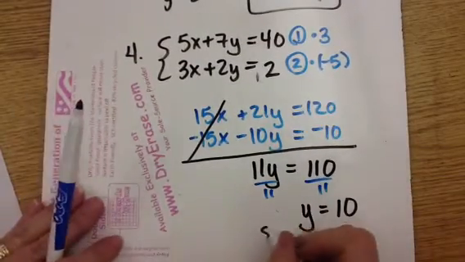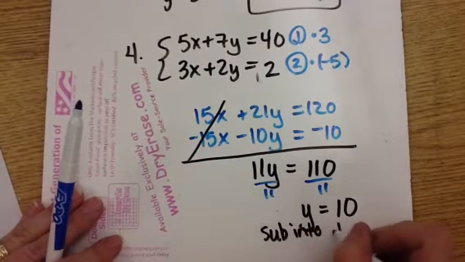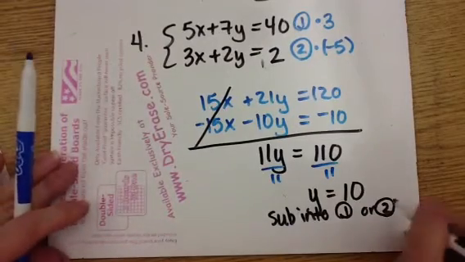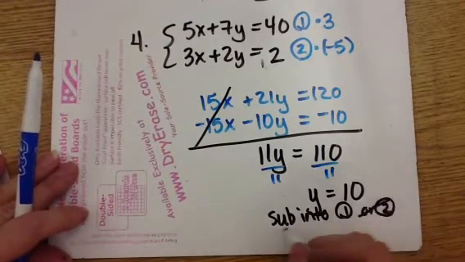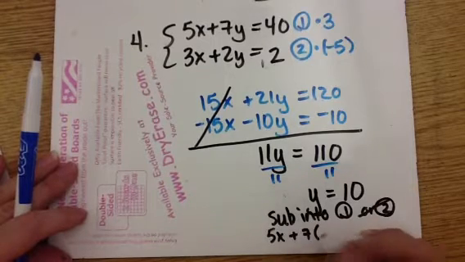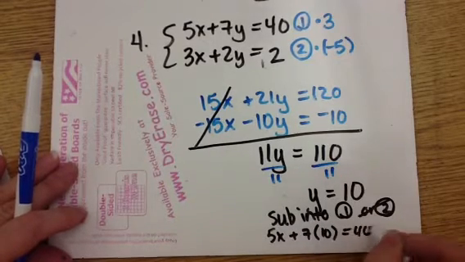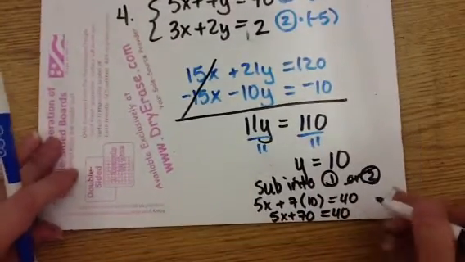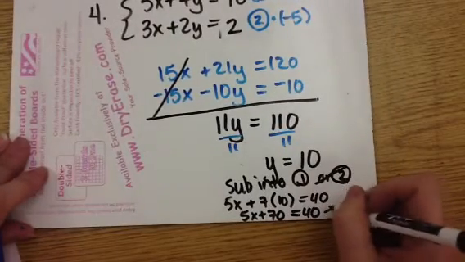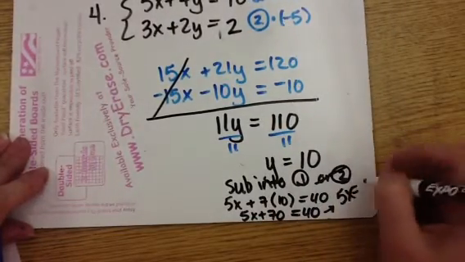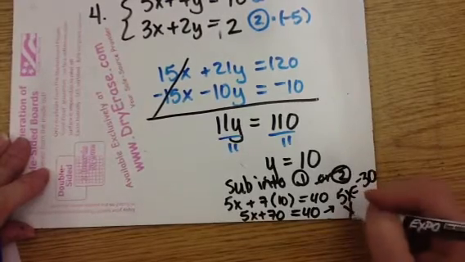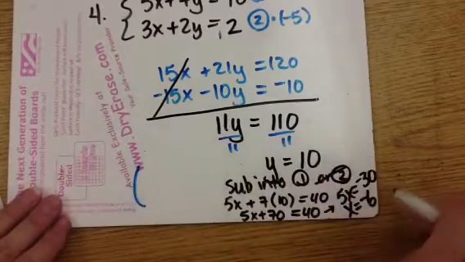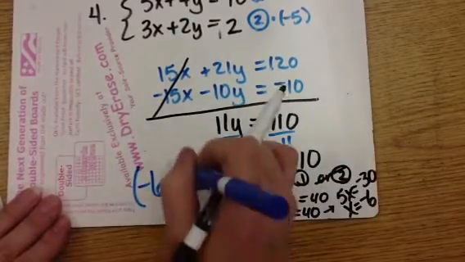I can then sub that into either equation 1 or equation 2. It doesn't matter. I think I'll just choose equation 1. So I have 5x plus 7 times 10 equals 40. So 5x plus 70 equals 40. I'm running out of room. Subtracting 70 gives me 5x equals negative 30. Divide by 5 gives me x equals negative 6. So my solution will be the ordered pair, negative 6 for x and 10 for y.